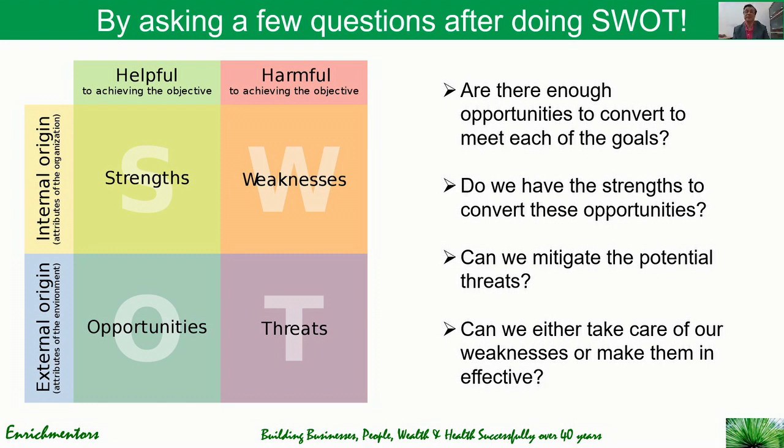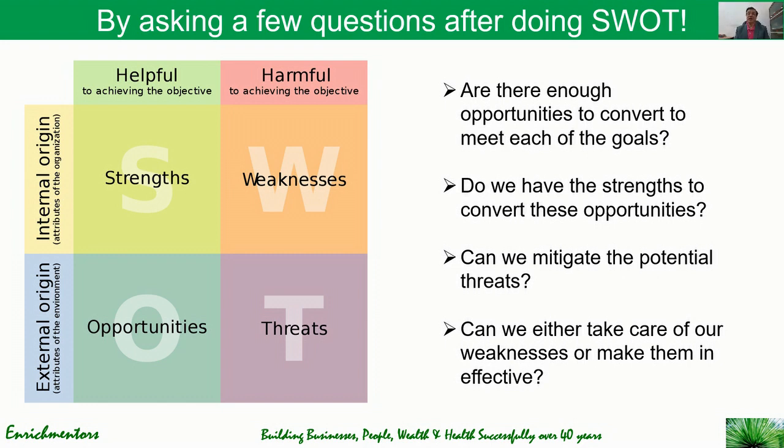So you say, are there enough opportunities? You have discovered an opportunity. You say, do I have enough opportunity to meet or exceed my goals? Do I have strengths? You ask this question. Do we have strengths to convert these opportunities? So you have opportunities. Can we convert them? And if we can convert them, then I think this goal is achievable.